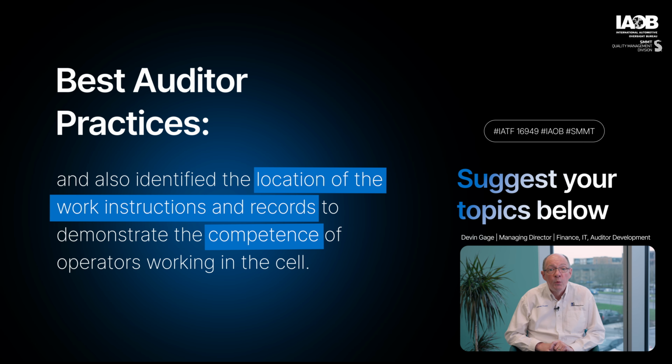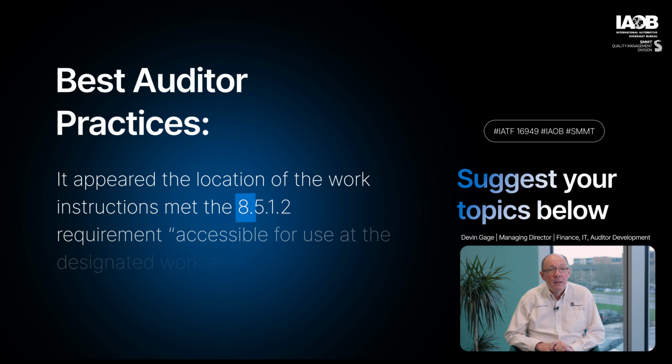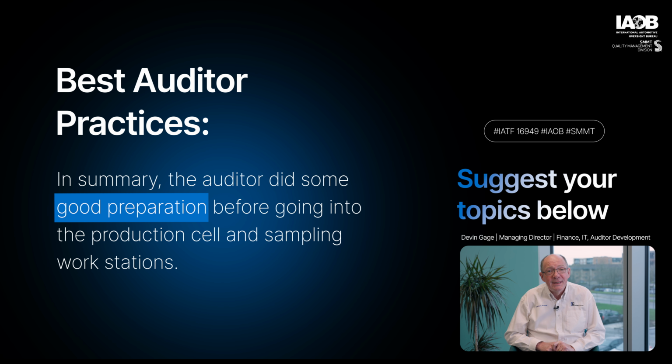It appeared the location of the work instructions met the 8.5.1.2 requirement, accessible for use at the designated work area. In summary, the auditor did some good preparation before going into the production cells and sampling workstations.